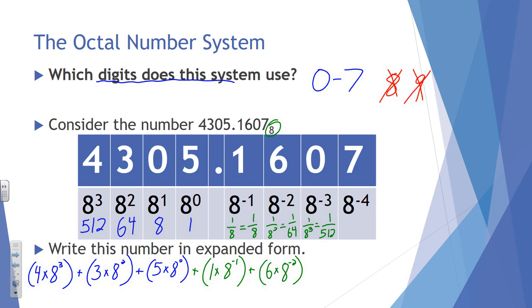And 8 to the negative fourth, we don't have any of those, by the way. And we do have 8 to the negative fourths, which is the 1 over 4096th place. And we've expanded that octal number.